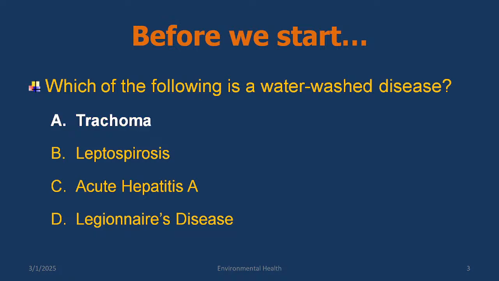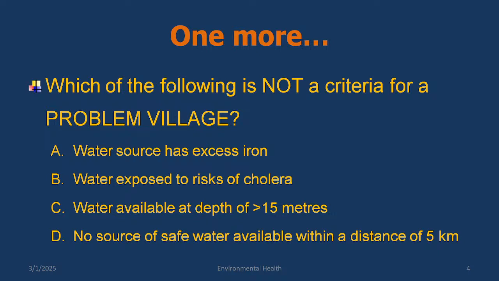Fine. This is trachoma, water wash disease. Leptospirosis was, what kind of disease was leptospirosis? Which type of water related disease? Water borne, water dispersed. It's a water borne disease. Legionnaires' is a water dispersed disease. Then it will be more difficult.